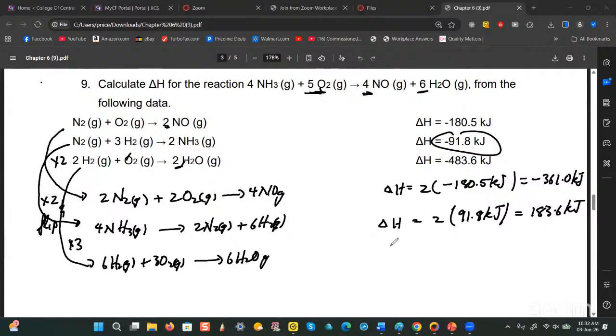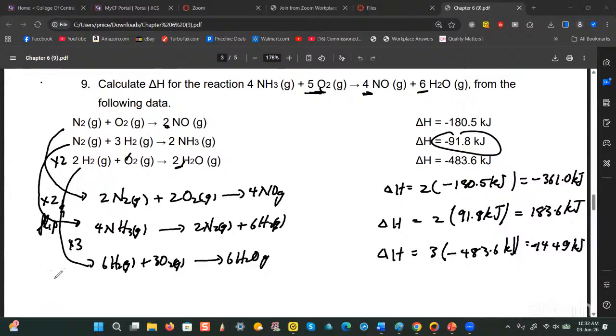All right. And what happens to the delta H as a result of that? What happens to the delta H value as a result of multiplying that equation by 3? It triples. So 3 times minus 483.6 kilojoules is what you're going to end up with. Let's see what that gives. So 3 times minus 483.6, according to my calculation, this gives minus 1449 kilojoules.